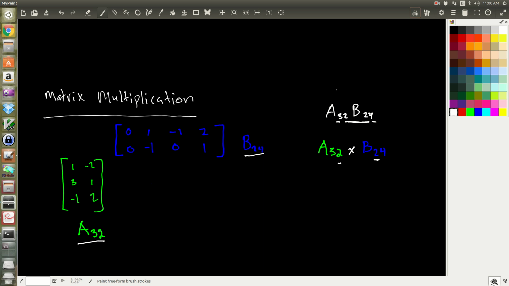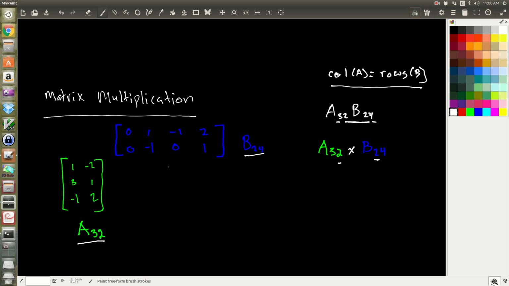Another way that you could say it is the number of columns of A has to be equal to the number of rows of B. Okay, that's our condition.